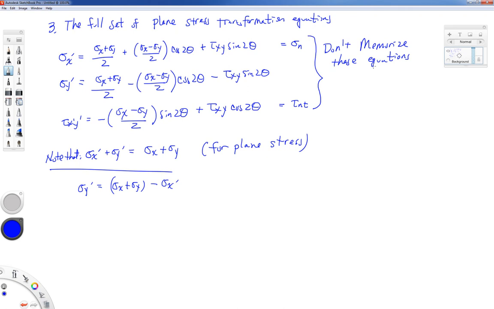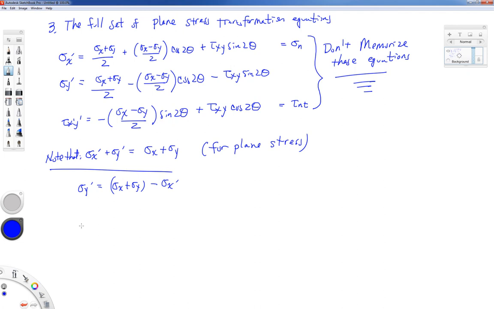Later on in the next couple lectures, we're going to learn about something called Mohr's circle of stress, which is a graphical representation of these stress transformation equations. So don't memorize these. But we do need to know how to use them. Sometimes if you're programming a computer, setting something up on a spreadsheet, it may be easier to use these equations in this form rather than Mohr's circle. But we do have to know how to use these equations.